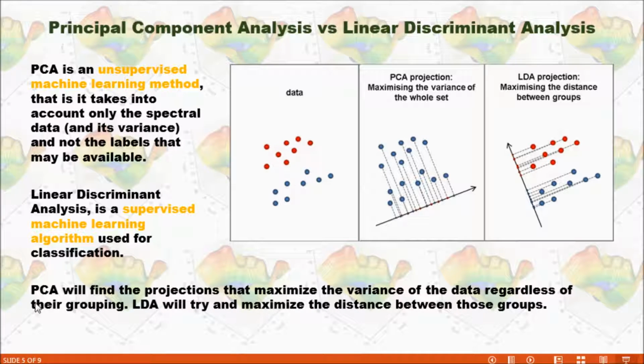To summarize, PCA will find the projections that maximize the variance of the data regardless of their grouping. Sometimes because we don't know the grouping, we have to use PCA. Whereas LDA will try to maximize the distance between the groups. In this case, we use LDA because we know the grouping.